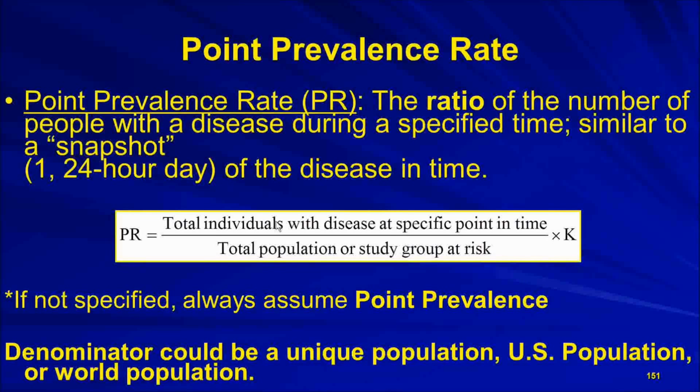Okay, the denominator that we've been talking about, just as a review, I'm not saying anything different, is a unique population, a U.S. population, or the world population. We think about this with the World Health Organization, and you can tell that we would probably be dealing with billions as the constant, or something less than that. Okay, so hopefully this is clear.